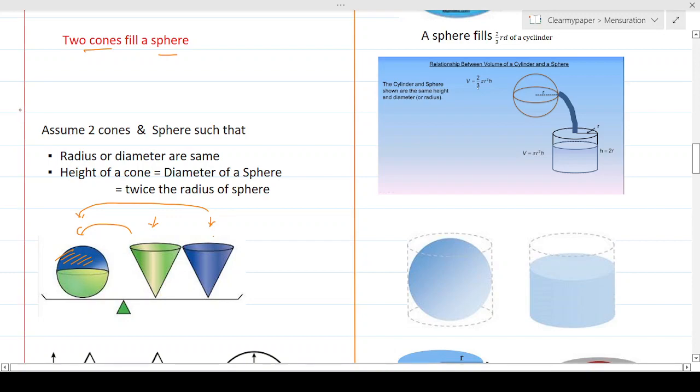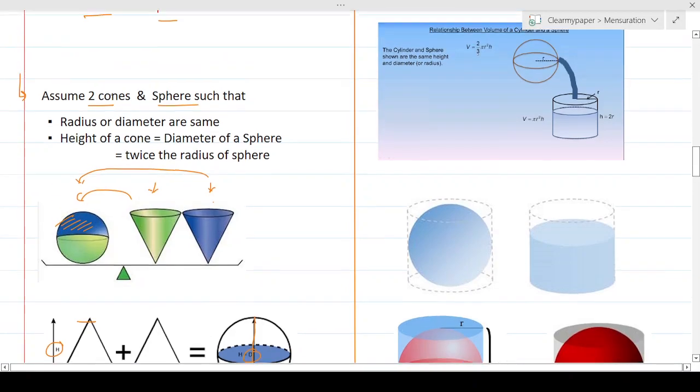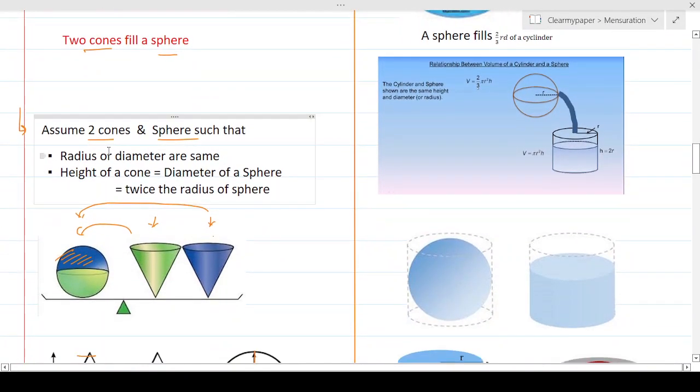To reiterate, we are going to assume 2 cones and a sphere, where the radius and the diameter, which you can use interchangeably, are the same across all the shapes. The radius or the diameter of the cone here is the same. In addition, the height of the cone, in the context of a sphere, if you call it a height, for a sphere it's still a diameter. So just remember that. I'm explaining the same thing from this figure.